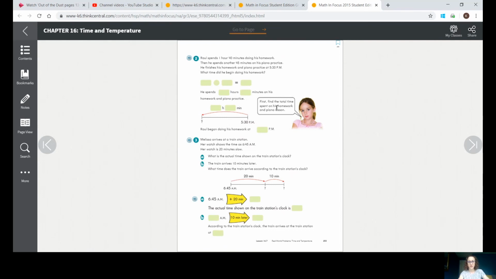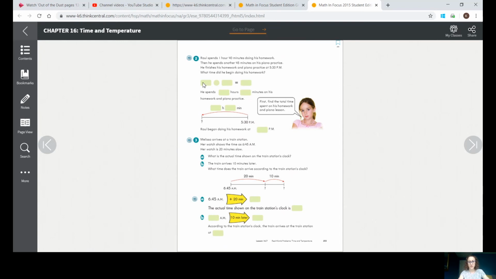I think this hint is important. It says, first find the total time spent on his homework and piano lesson. Okay, well, that hint is right up here. So what time did he begin doing his homework? Well, let's figure out the total time spent on homework and piano lesson.